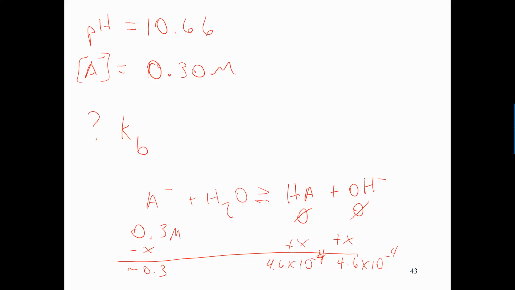Okay, so this is where you should be getting. The OH minus has a concentration of 4.6 times 10 to the negative 4, which would mean the HA has that too, and if I subtract that from 0.3, it gives me approximately 0.3. So I square it, divide by 0.3, and that's going to give me my Kb, equals 4.6 times 10 to the negative 4 squared divided by 0.3. That's going to equal my Kb, 7.1 times 10 to the negative 7.